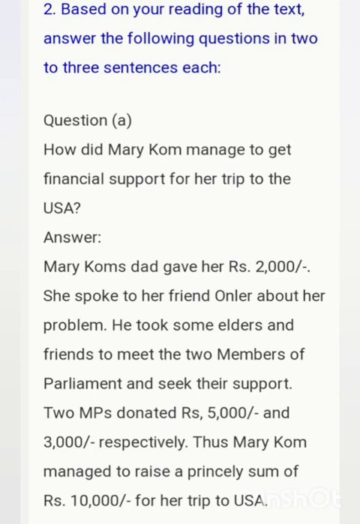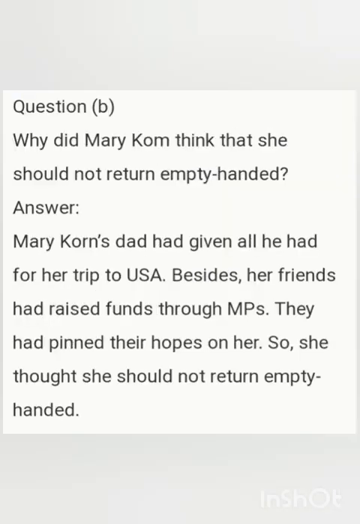Question B. Why did Mary Kom think that she should not return empty-handed? The answer for this question is: Mary Kom's dad had given all he had for her trip to USA. Besides, her friends had raised funds through MPs. They had pinned their hopes on her. So she thought she should not return empty-handed.